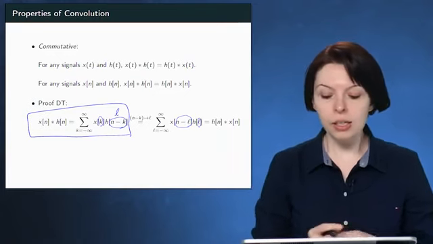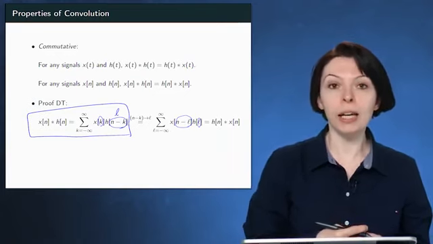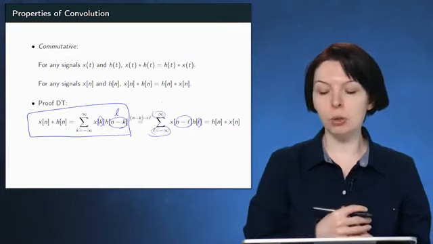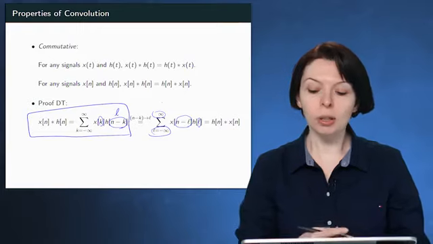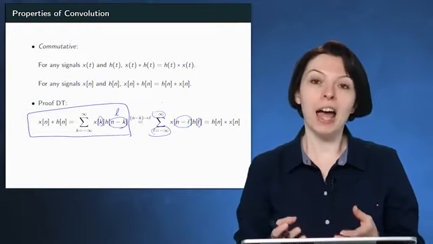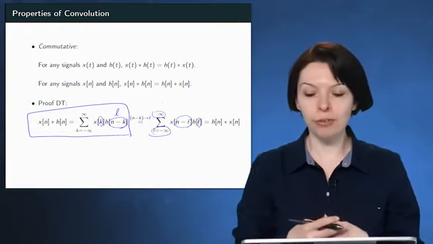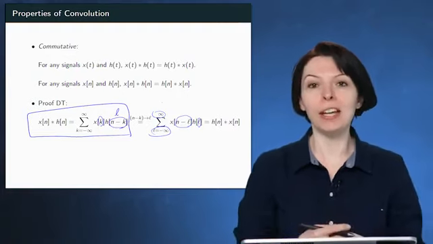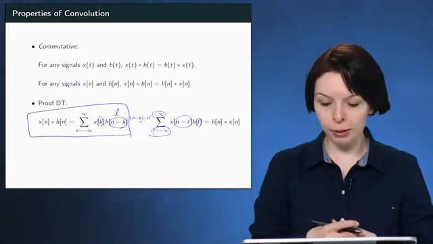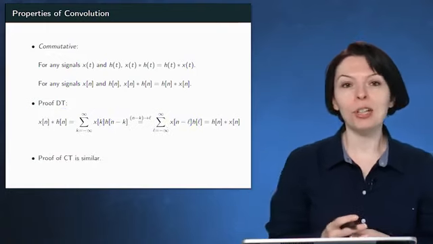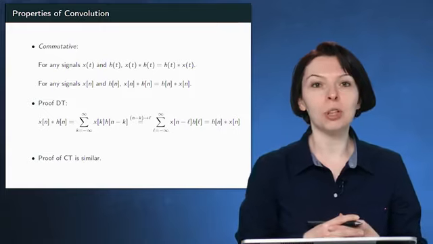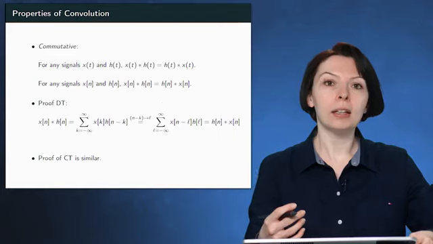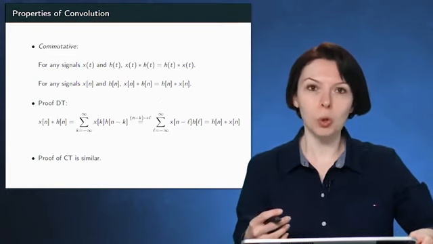And then instead of running the summation for k from negative infinity to plus infinity, I'm running it for L from negative infinity to plus infinity. So this summation is the answer for h of n convolved with x of n. Basically here I flipped and shifted x of n instead of h of n. For the case of continuous time convolution, this proof is similar. So you can do a change of variable to prove the commutative property of convolution.